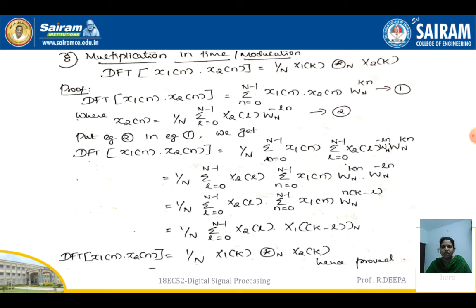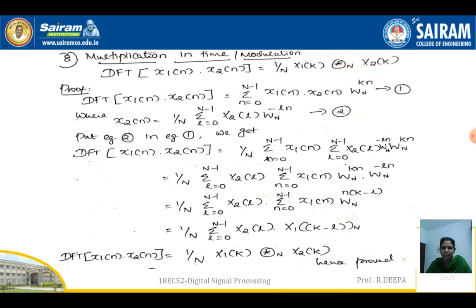So put equation 2 in equation 1, we get DFT of x1 of n into x2 of n is equal to 1 by n summation. What is x2 of n? That is, l is equal to 0 to n minus 1 x2 of l into Wn power of minus ln, which is multiplied with Wn power of kn. Again, I am just interchanging the summations and I am going to write it as 1 by n summation. The l summation I am going to write first. So it is summation l is equal to 0 to n minus 1.